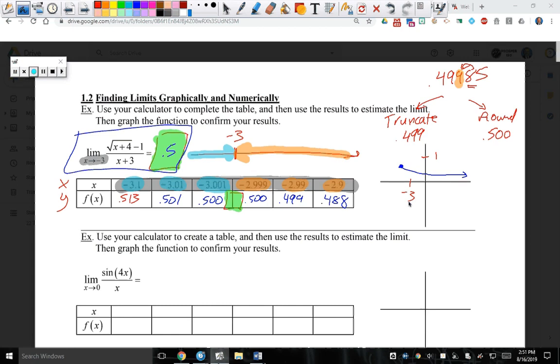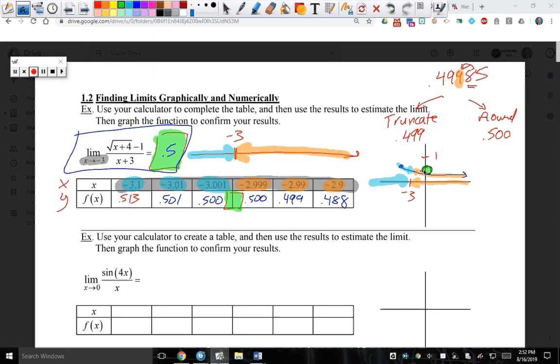Go with me? So as I approach, and I'm going to blue color coordinate it so that you understand it, from the left on the graph, and as I approach from the right on the graph, that y value that it's wanting to become is right here. And what is that y value again? 1/2. Okay?